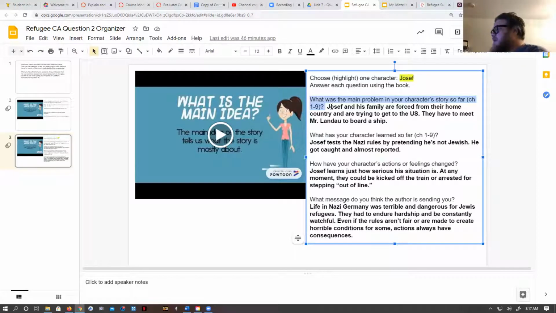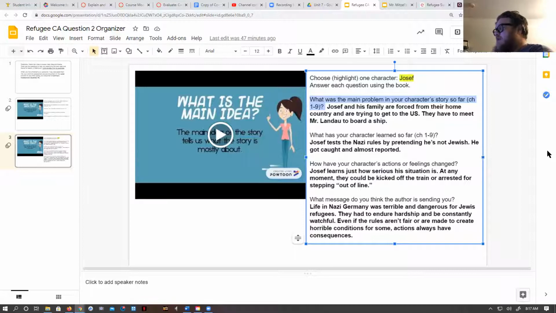All right, so here's what I wrote up for my response. That was what I was thinking. Joseph and his family are forced from their home country, and are trying to get to the United States. They have to meet Mr. Landau to board a ship. Okay, so that's kind of the main idea in the story so far.